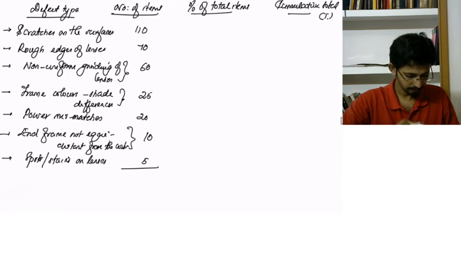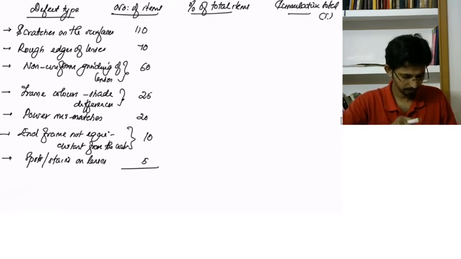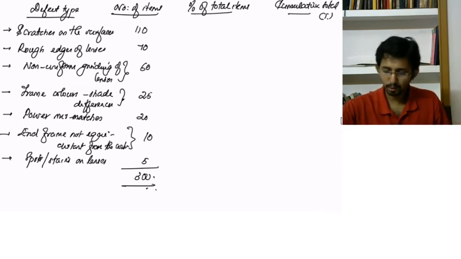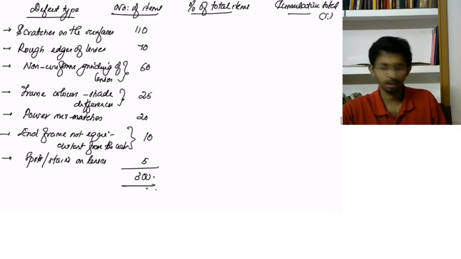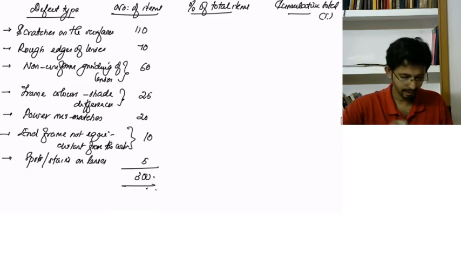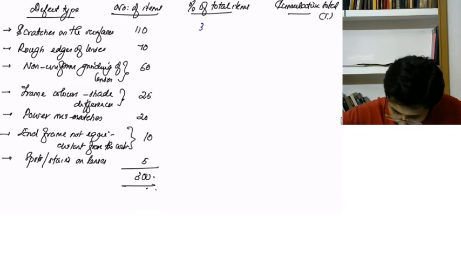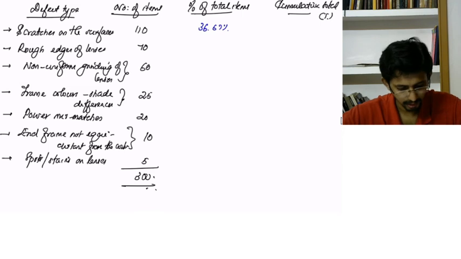Okay, 110 plus 70 plus 60 plus 25 plus 20 plus 10 plus 5, that is 300. Okay, now what you have to do, you need to find out what is the total percentage of each of these defects to the total. Okay, so here 110 divided by 300, this will constitute to 36.67 percentage.